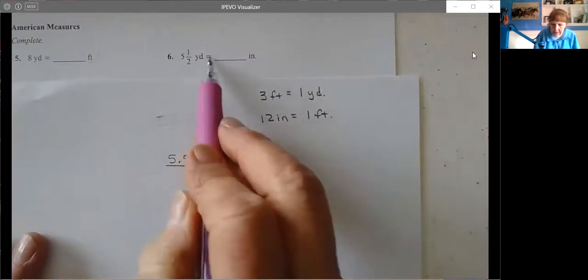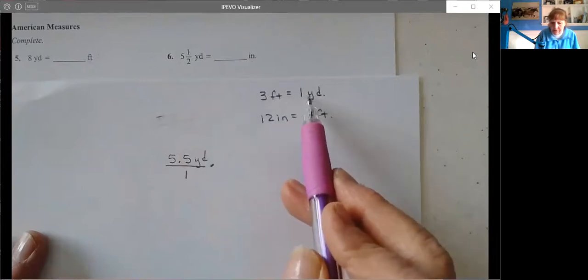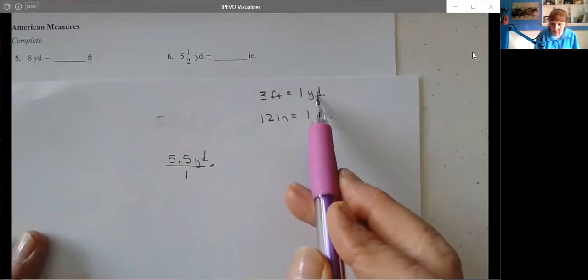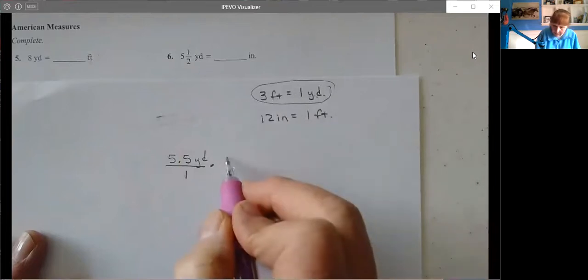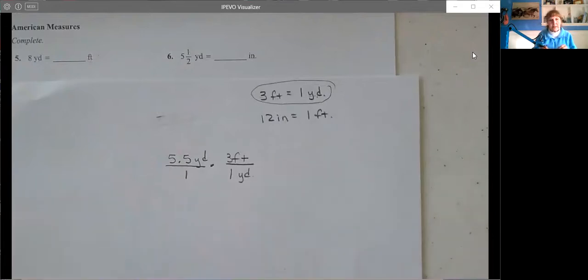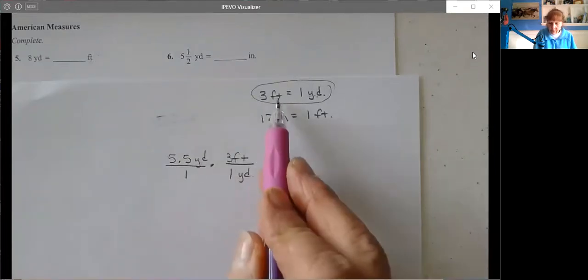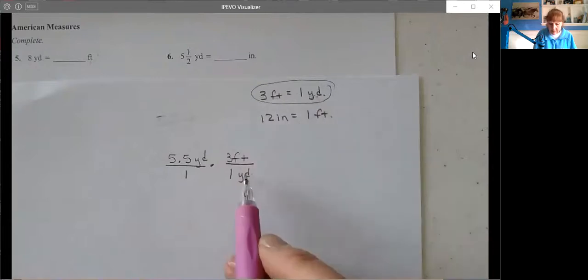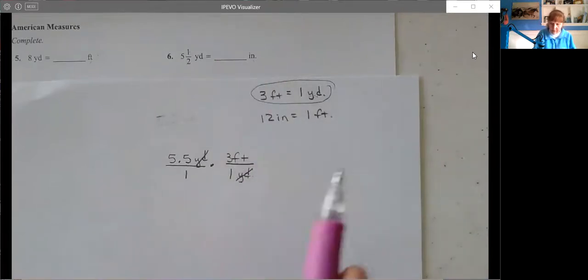Well, rather than go straight to inches, what I'm going to do is this is a relationship between the yards and the feet. So I'm going to go ahead and get rid of the yards. I'm going to create a fraction here. I'm going to put 3 feet over 1 yard. Now, the reason I put yard in the denominator is because I wanted to get rid of it. I wanted it to cancel. So by creating a fraction where that's in the denominator, that cancels out. But I still don't have the inches. I just multiplied by the number 1.